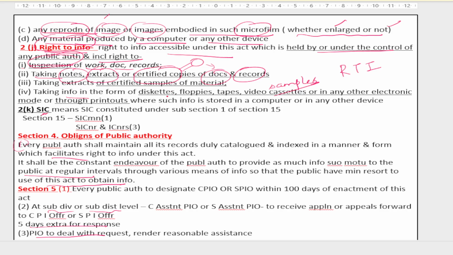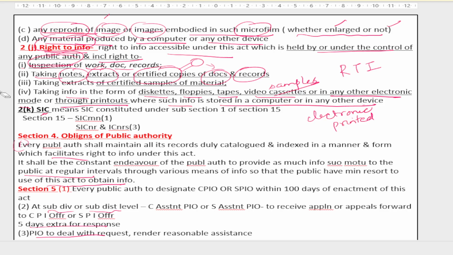Taking information in the form of diskettes, floppies, tapes, video cassettes or in any other electronic mode, or through printouts where such information is stored in a computer or any other device. So taking information in electronic form or in printed form is also included under the right to information.